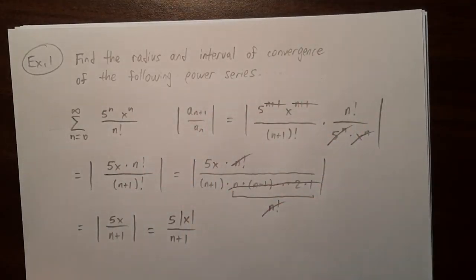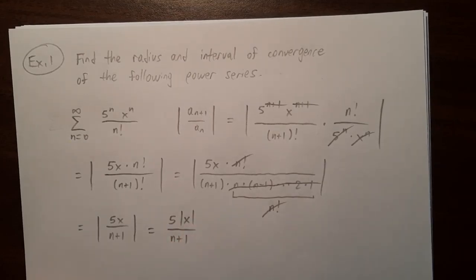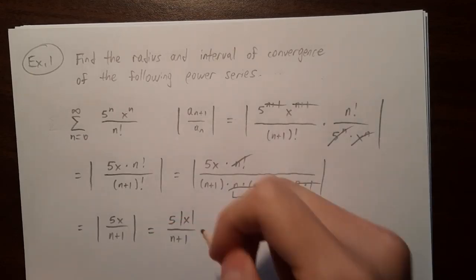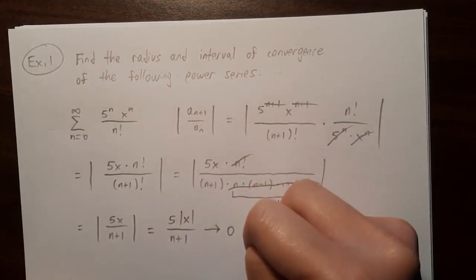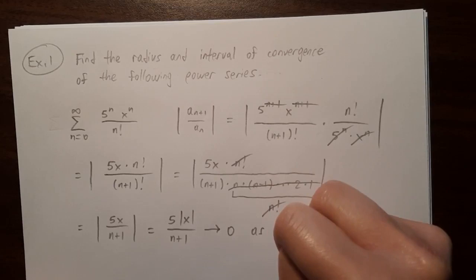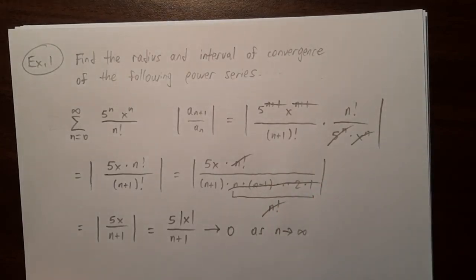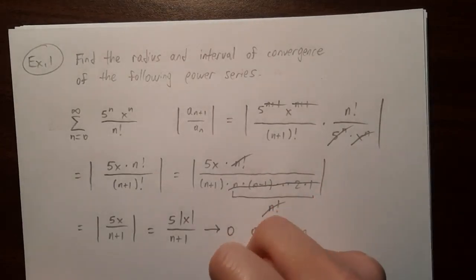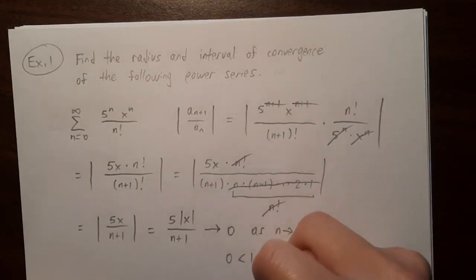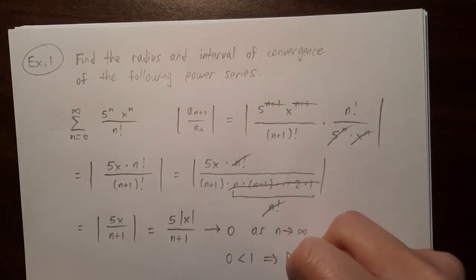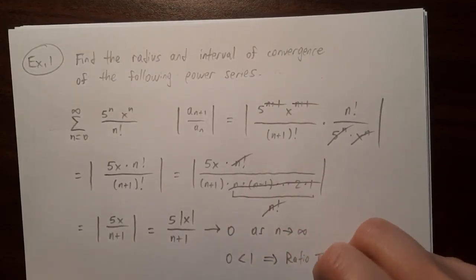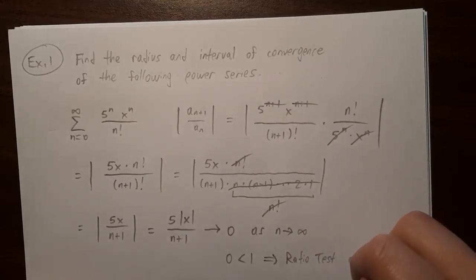So we're taking n to infinity. If I'm taking n to infinity and leaving x as a fixed number, then the denominator gets huge, the numerator stays constant, so this thing is going to converge to 0 as n goes to infinity. And of course 0 is definitely less than 1, and so by the ratio test, this converges.